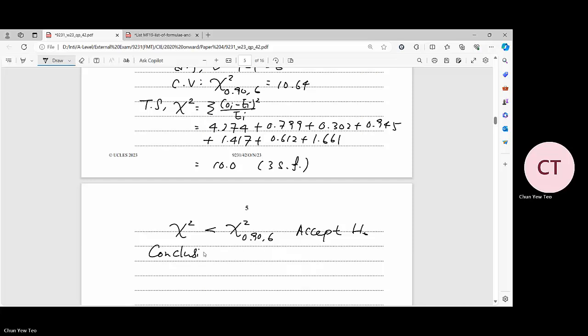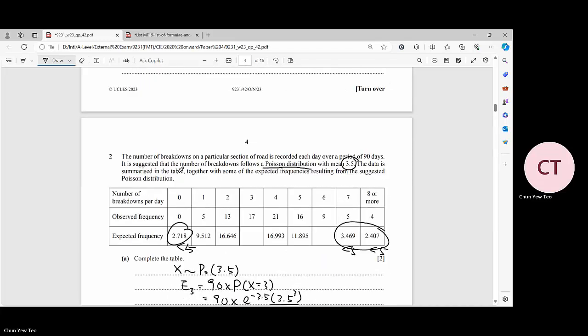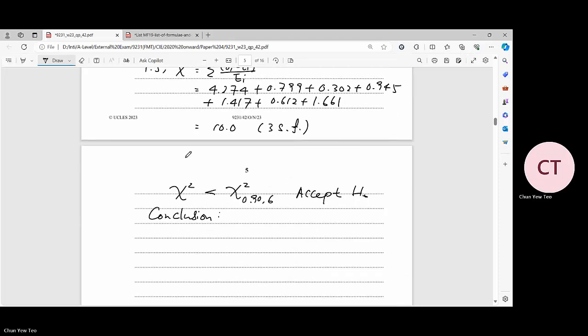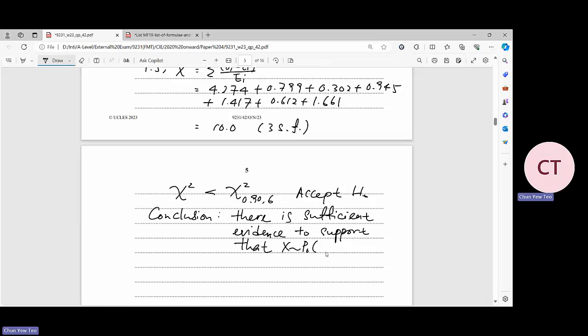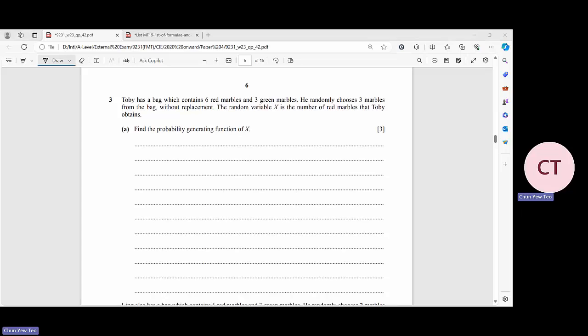Conclusion. At the beginning, the claim was that they want to know whether it is a good fit or not. So that means it's a good fit. There is sufficient evidence to support that X with the Poisson distribution of mean 3.5 is a good fit to the data. Okay, done. That will be the answer for question number 2. Now we move on to question number 3.